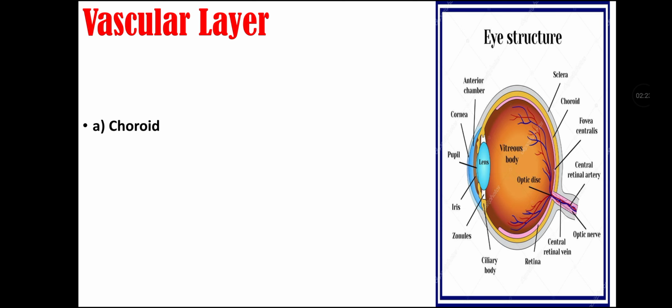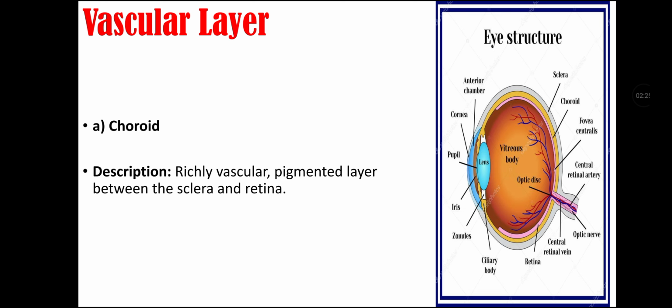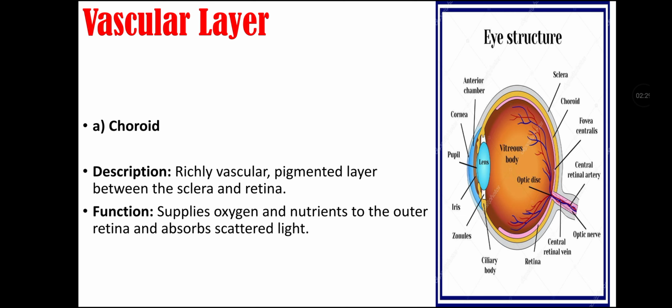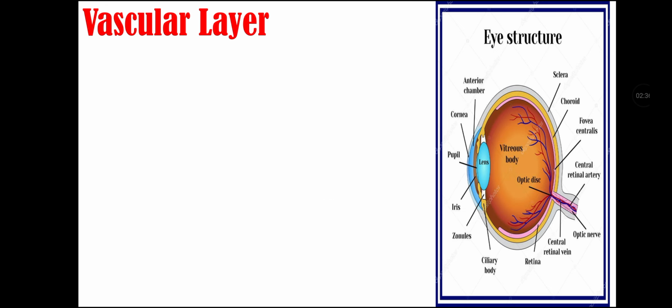First part of vascular layer is choroid. It is a highly vascular and pigmented layer between the sclera and retina. Its function is to supply oxygen and nutrients to the outer retina and absorb scattered light.